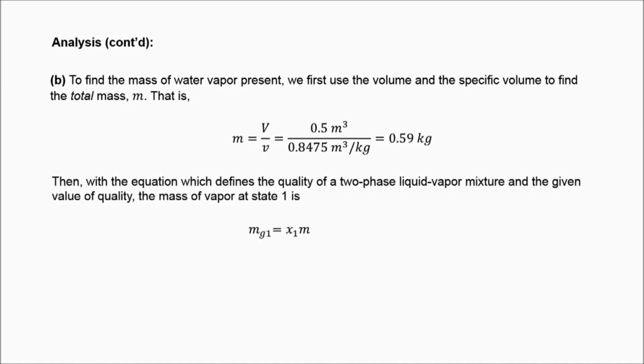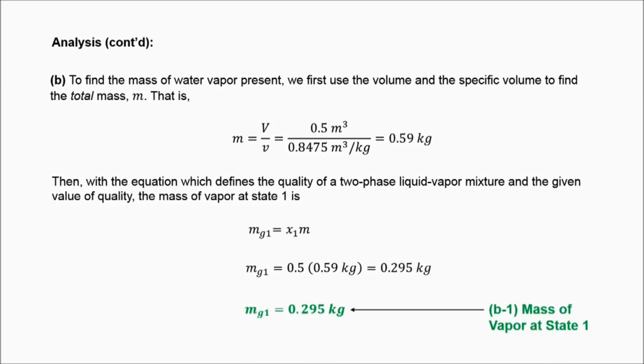Then, with the equation which defines the quality of a two-phase liquid-vapor mixture and the given value of the quality, the mass of vapor at state 1 is mg1 equal to x1 times m, or 0.295 kilogram. This is the first answer we were seeking for part B, namely the mass of vapor at state 1.